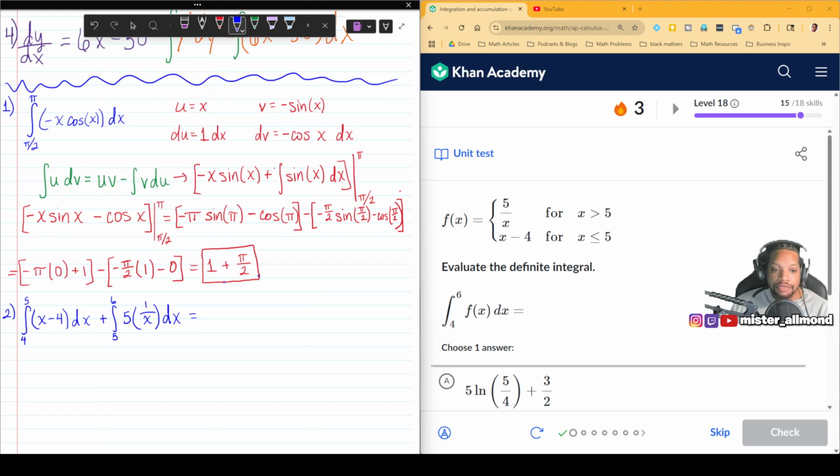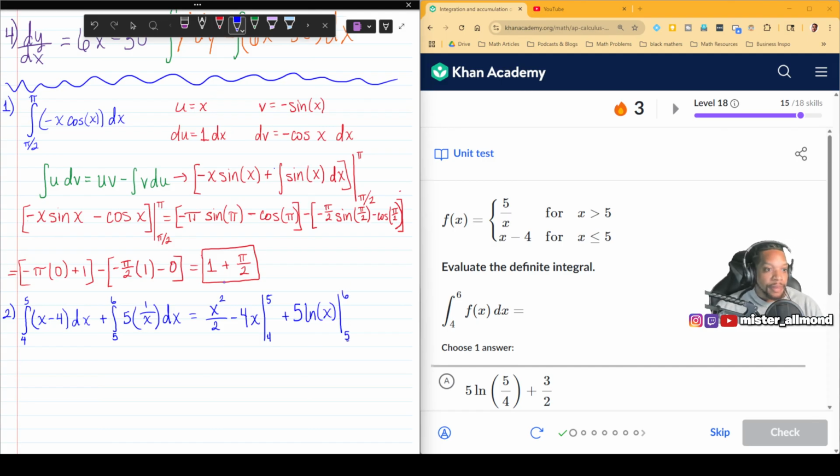All right, so first integral should be easy. That is just the integral of x, which is just x squared over 2, using reverse power rule, minus 4x, technically, again, using the same rule. And we're going to evaluate that from 4 to 5. And then I'm going to go plus. And then that 5, technically that could have went on the outside of the integral just because it's a coefficient. And then the integral of 1 over x is going to be ln of x. So I'm going to go like this. And then that would be evaluated from 5 to 6.